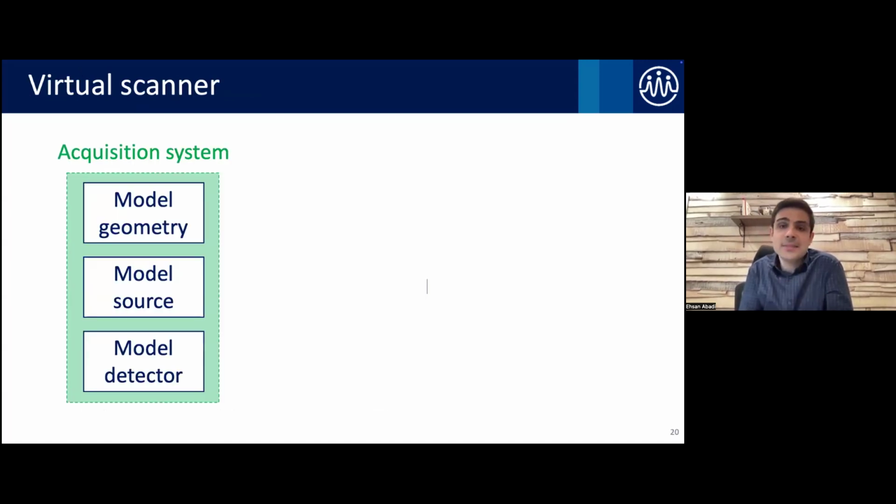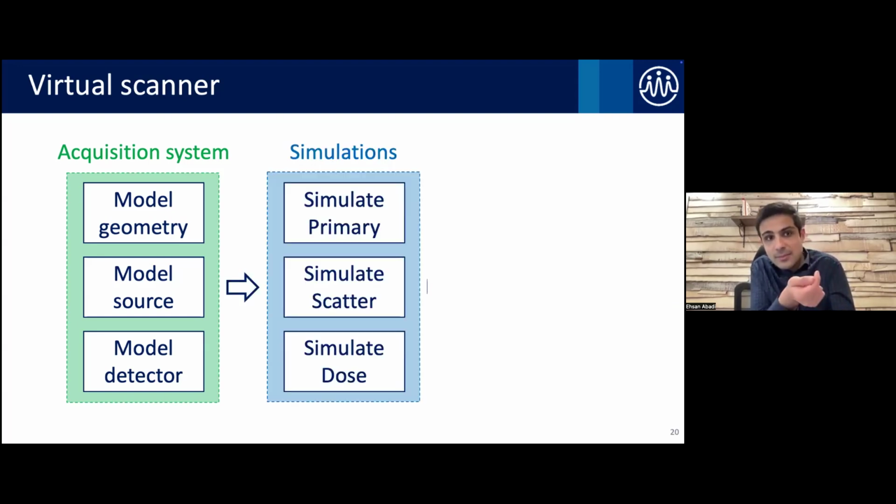The next step is modeling the scanner itself that you want to study. And we divide a scanner simulation into three pieces. The first part is you would model the acquisition system. So what is the geometry of that scanner, the size of the detector, size of the source, how it rotates, all the acquisition details that you have within your simulation. And then what's the physics of the X-ray spectrum, physics of the detector itself, and so forth.